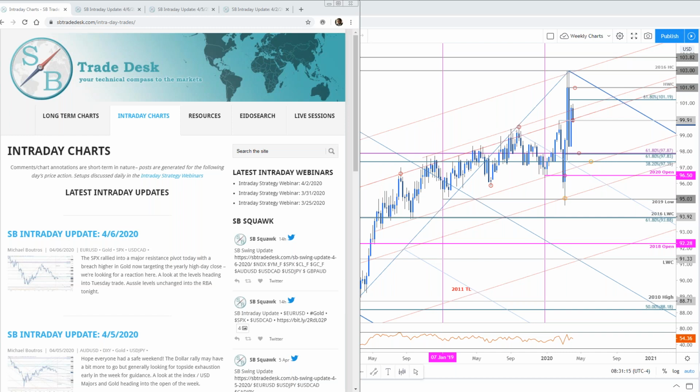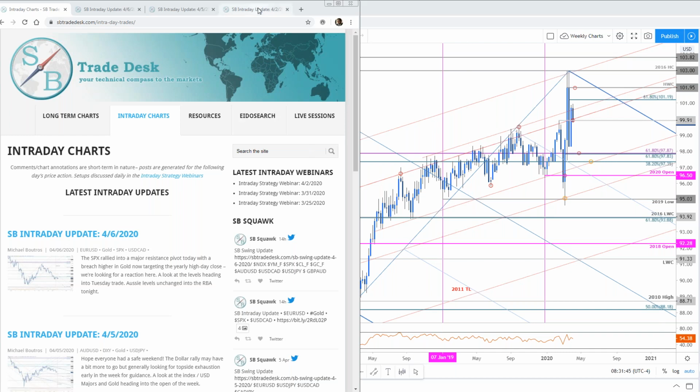On the menu for today, we got the DXY, Euro, Dollar CAD, Gold, SPX, Aussie, Dollar Yen, and Dollar Swiss. Obviously, with Aussie, we got the RBA last night holding interest rates at 0.25%. It's not as gloomy as you thought they would come out. So you're seeing Aussie with a nice little topside pop there, taking us through downtrend resistance, and we'll look at those levels as well. All right, let's jump right in.